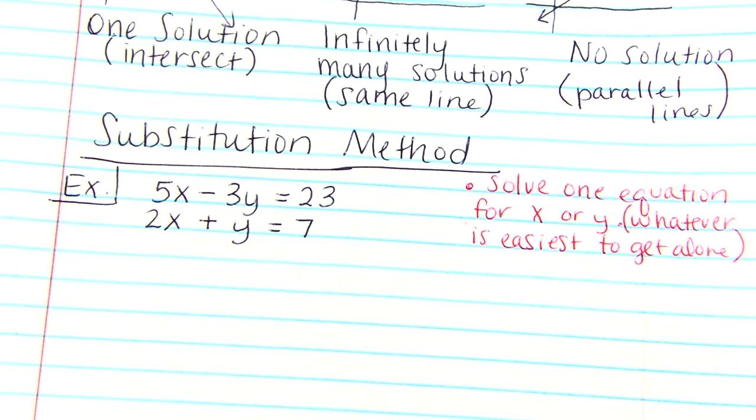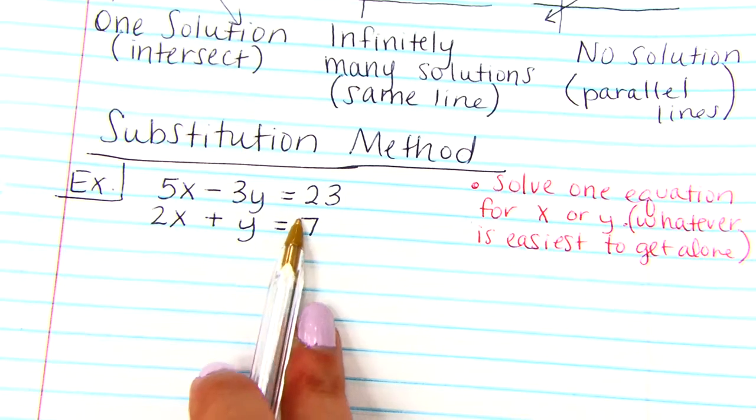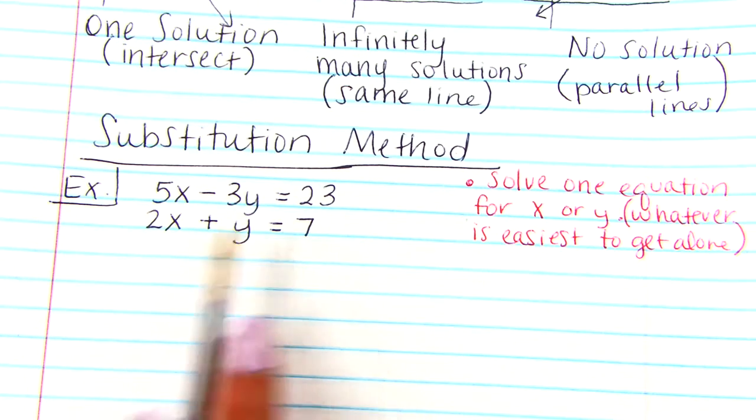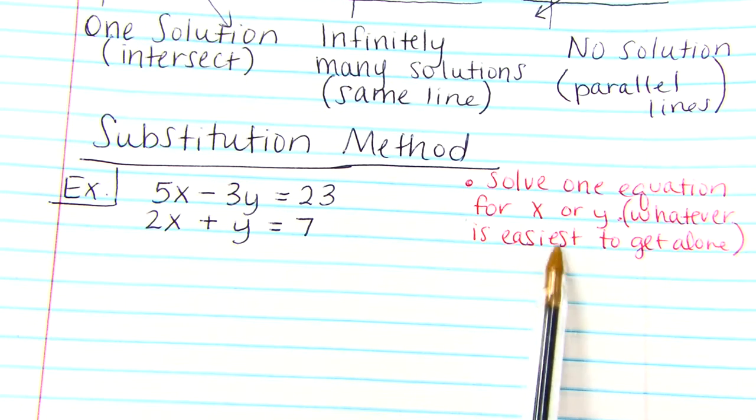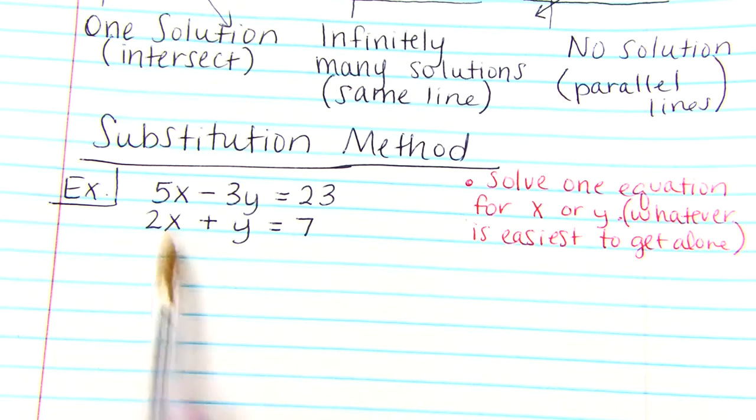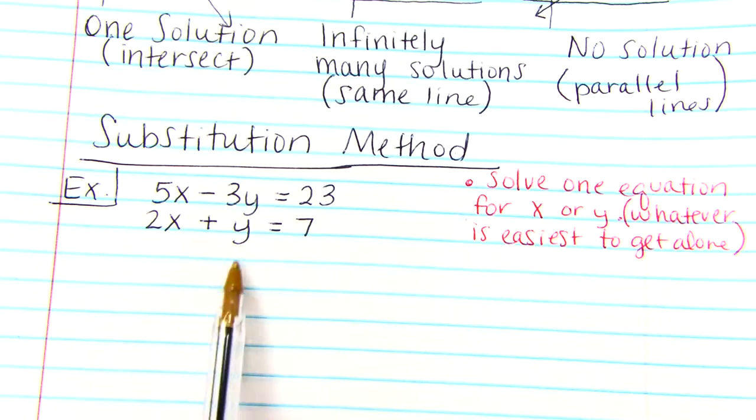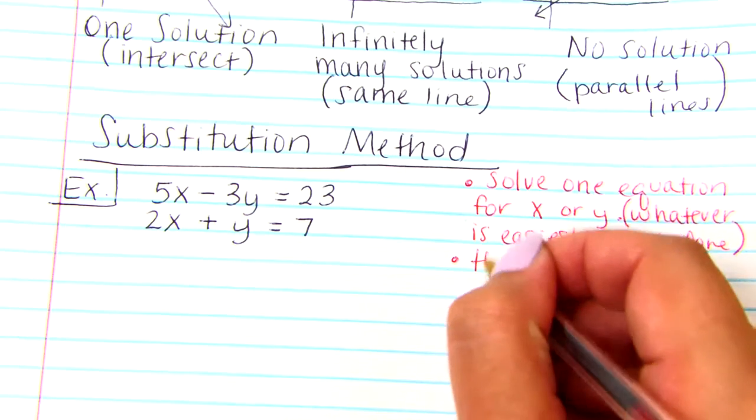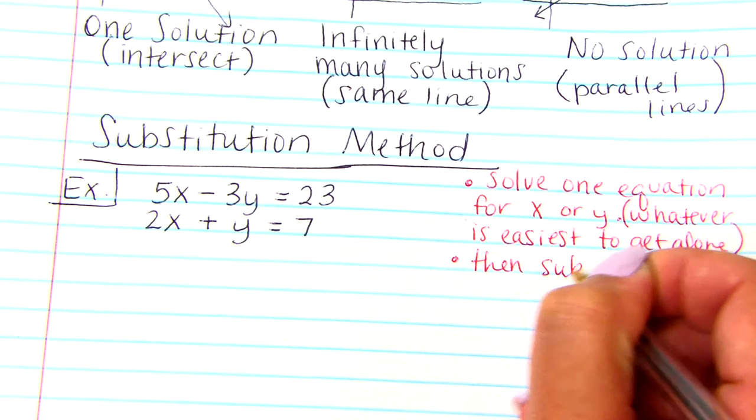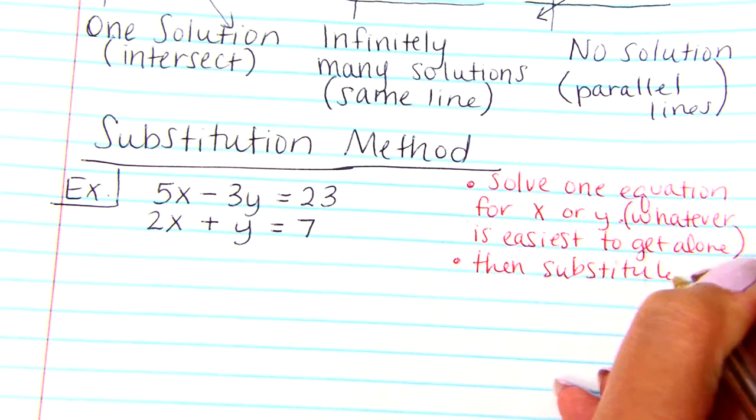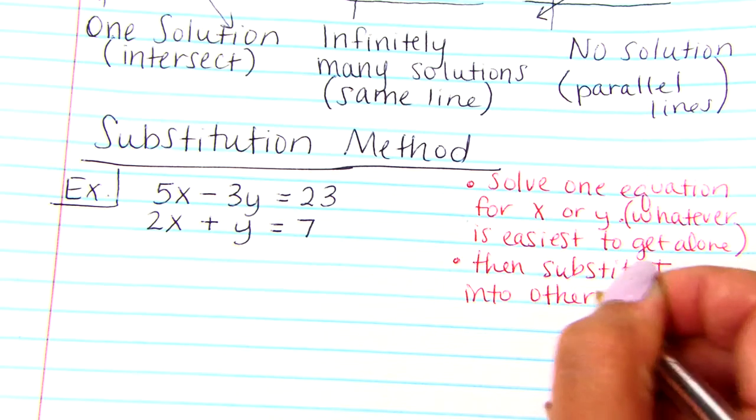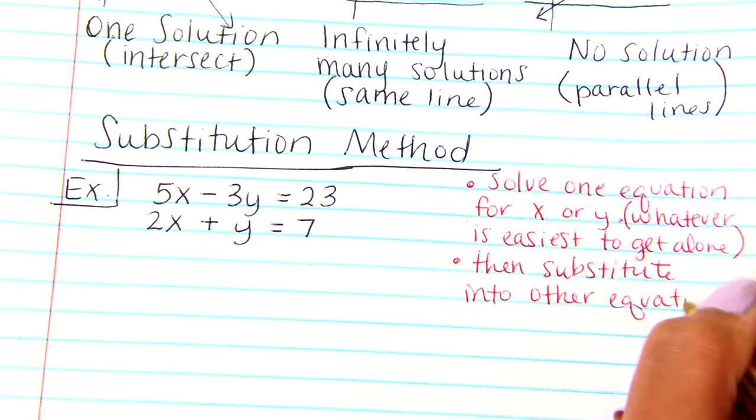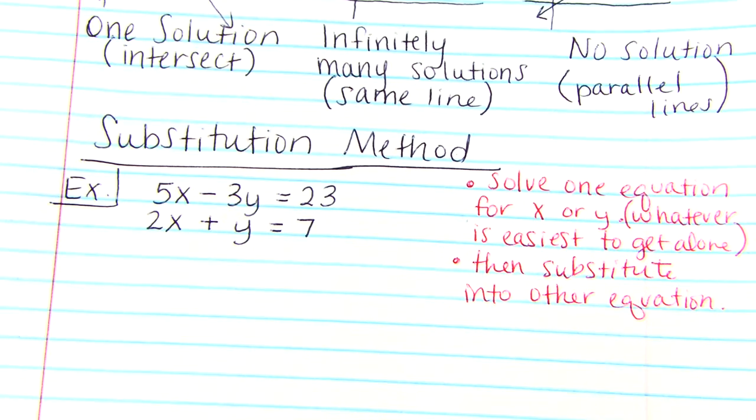Okay, so when I say solve for x or y in either equation, you could solve the top equation or the bottom equation for x or y. It doesn't matter which equation or what variable. You get to decide, but I always try to tell y'all to pick whatever looks like it's going to be the easiest to get alone. Then substitute into the other equation. So let's try to actually do that.